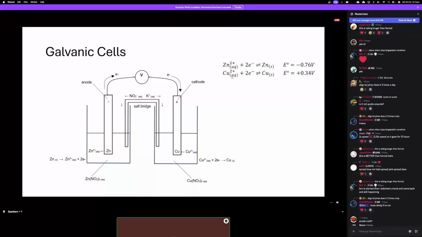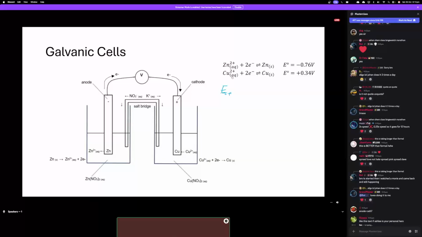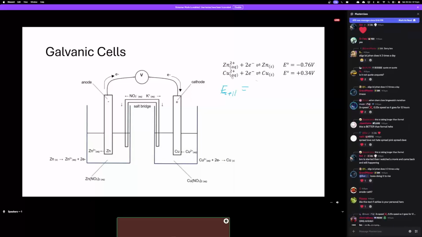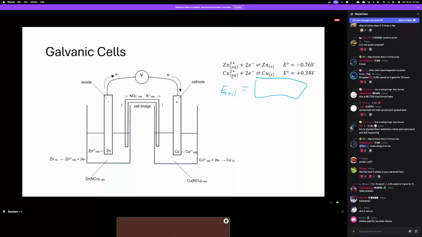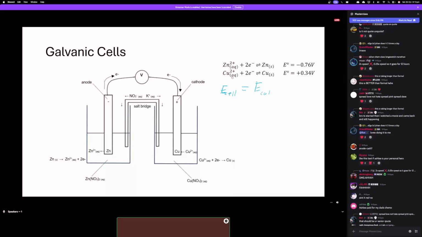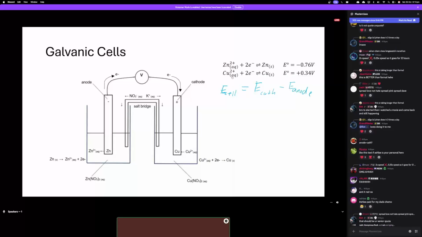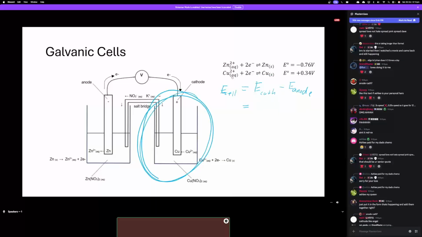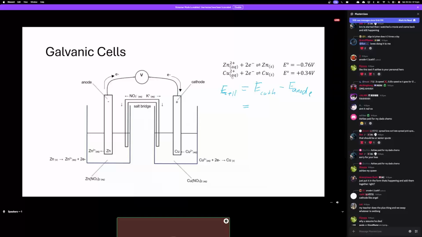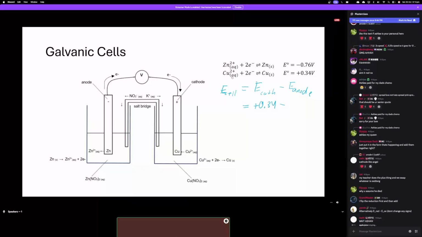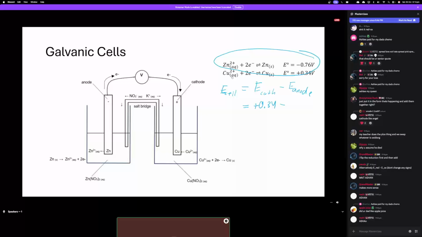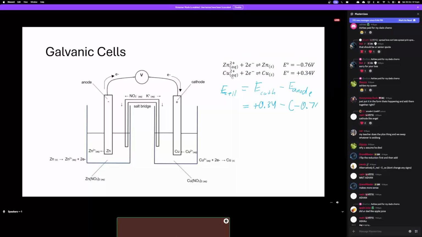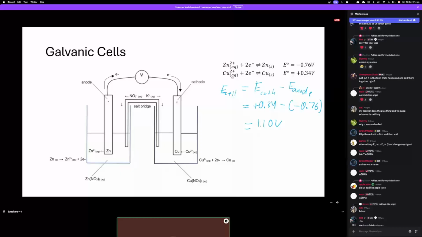So the E cell is the voltage for the whole cell. I've seen people write the formula slightly differently, but the idea is E cathode minus E anode. The cathode is the copper half cell, which is plus 0.34, minus the E of the anode, which is zinc, so minus negative 0.76, which equals 1.10 volts.